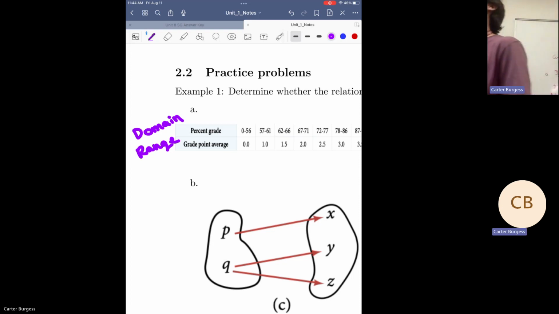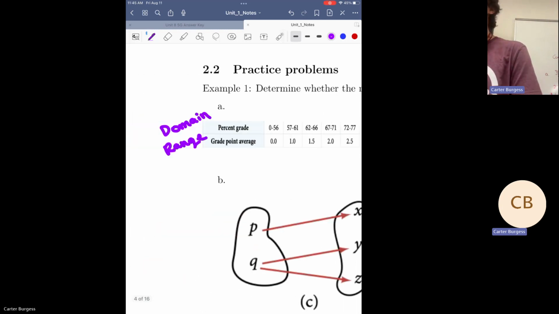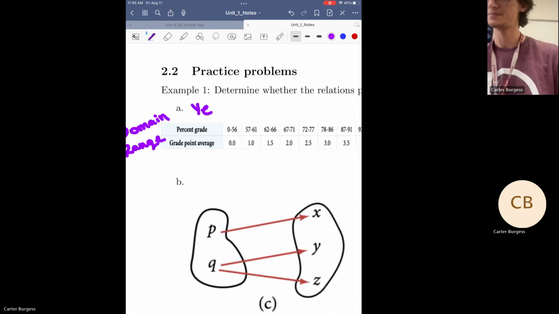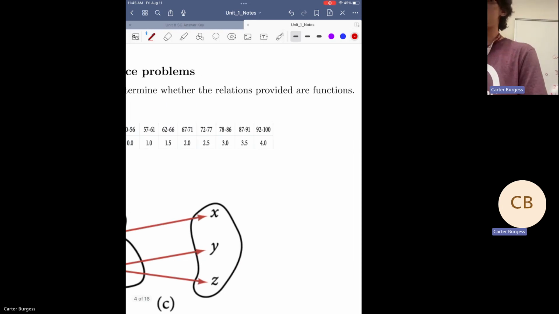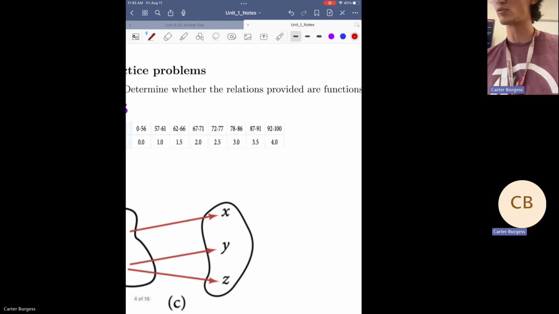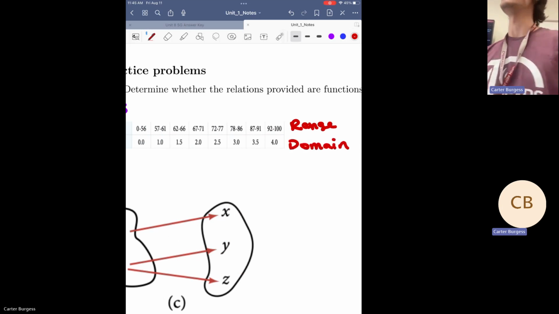So if the domain is the percent grade and the range is the grade point average, then this would be a function. Okay. Let's try flipping this around though. Let's maybe consider what would be going on if our range were the percent grade and our domain was the GPA.